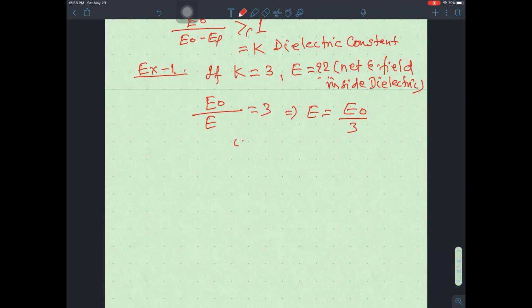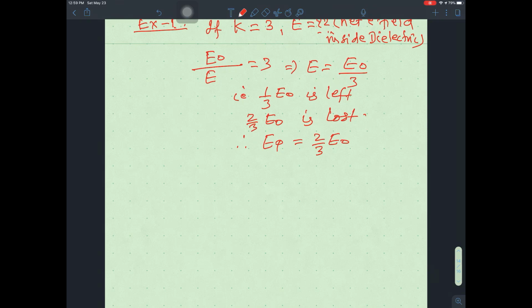And what does it mean? That 1 by 3 E naught is left and 2 by 3 E naught is lost. So therefore the electric field due to polarization is 2 by 3 E naught, that is E naught minus 1 by 3 E naught. So this is the thing that you should understand.